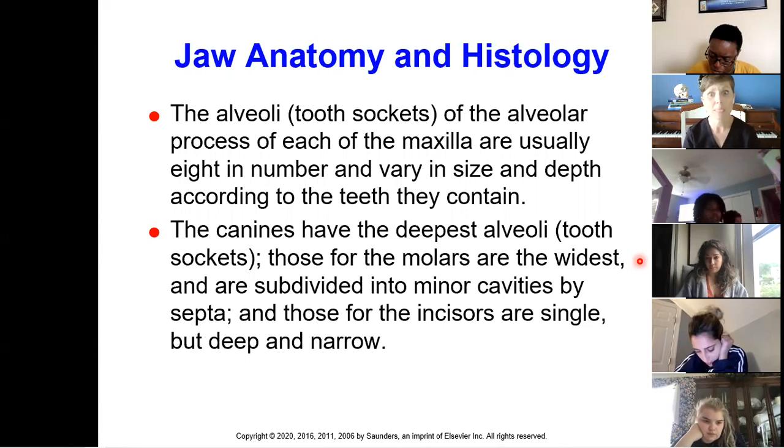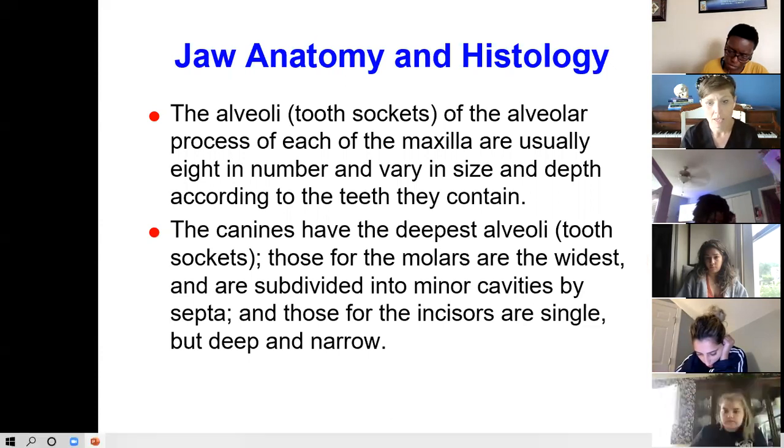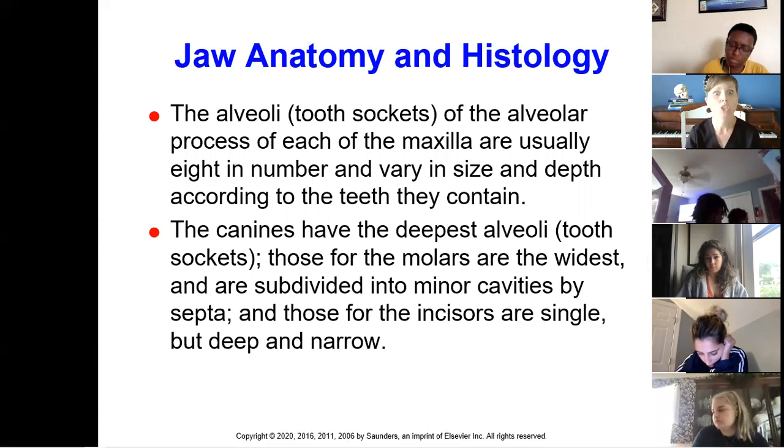The canines have the deepest alveoli because they have the longest root. Those of the molars are the widest, usually because they have a root trunk and then multiple roots, and are subdivided into minor cavities by septa. The septa would be in between the two roots, right? And those for the incisors are single but deep and narrow. All right.